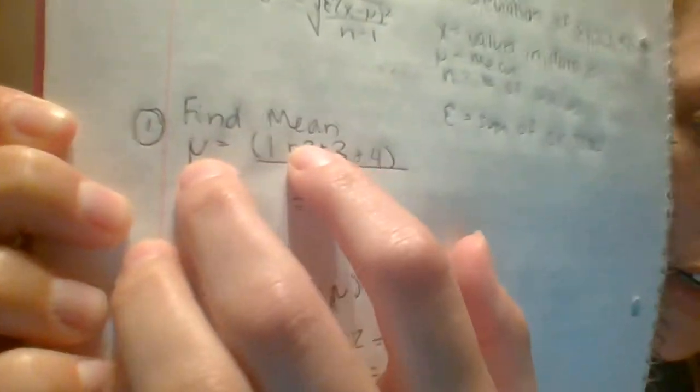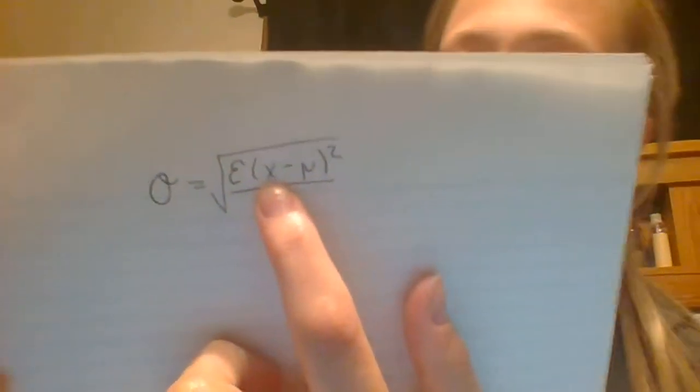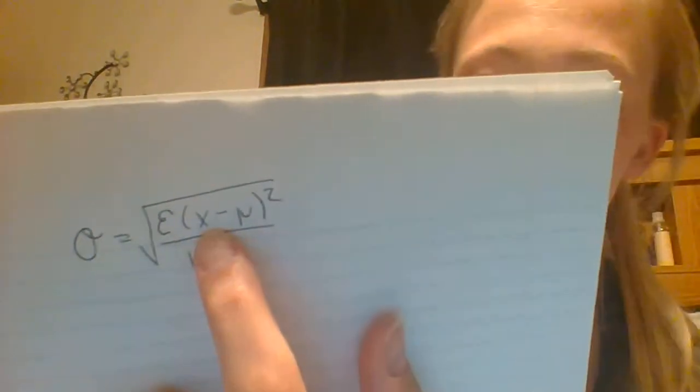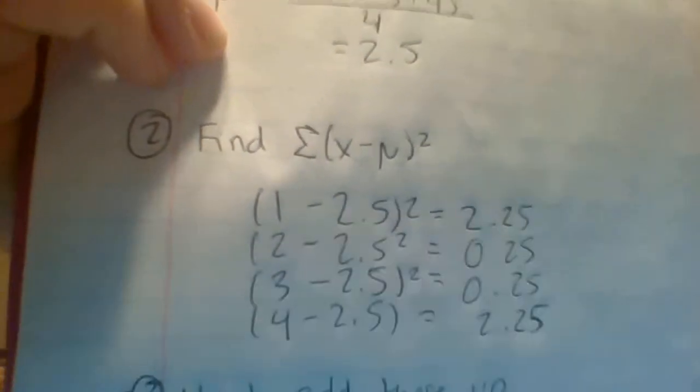If you recall from the beginning, the upside down h is the mean, so that's what we found there. So in step 2, we are going to find the first half of our problem, which is the backwards E and then the values in the data set minus the mean, squared. So we're going to take all of our numbers and subtract 2.5, which is the mean, and we're going to square those. I went ahead and already did that, and those are the answers that I got. So this would be the second step.